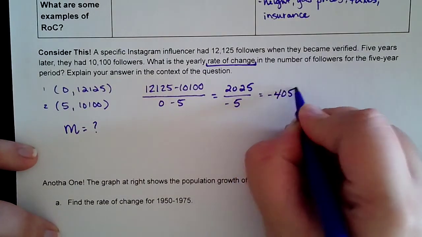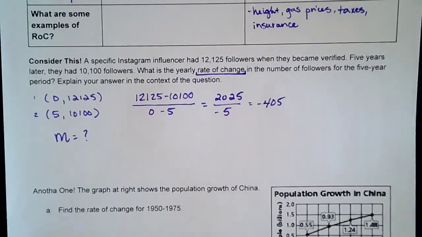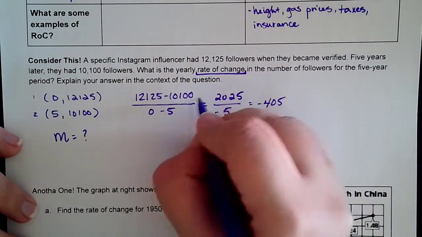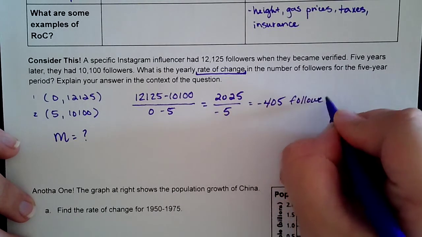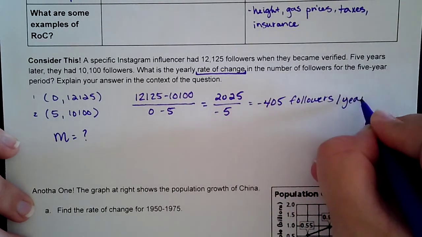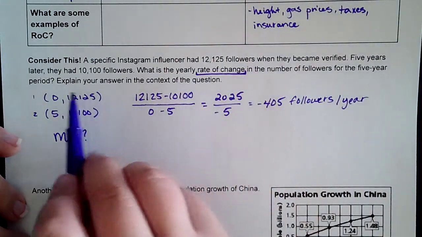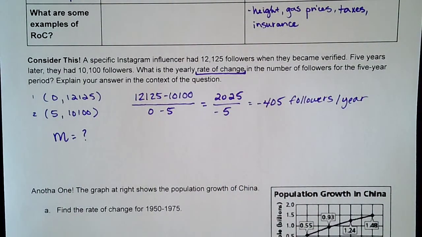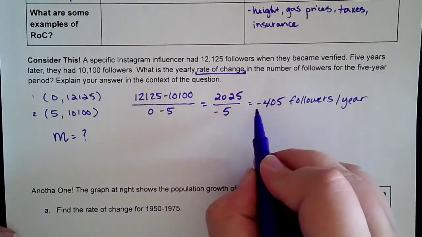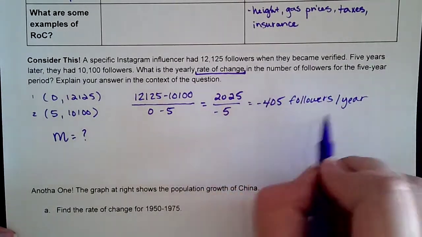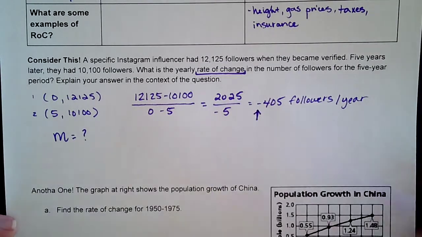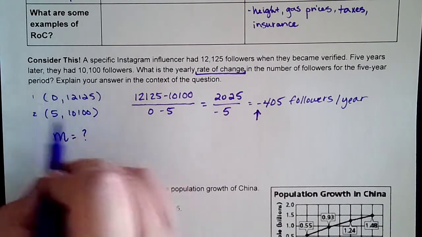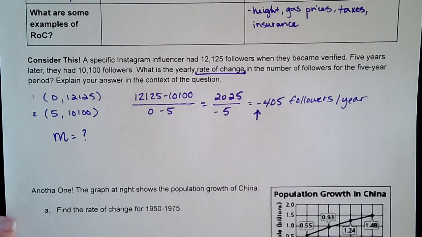However, when you look at our answer of negative 405 followers, remember followers per year, so this is negative 405 followers per 1 year. This is why I want you to explain the answer in the context of the question. Even though in terms of followers per year we don't need the negative, it tells us something specific. And the thing it tells us can be seen in the information, but again, if it's there, use that information.